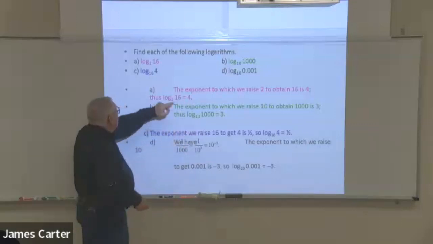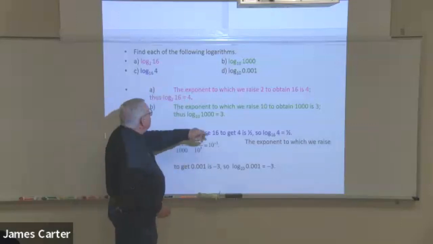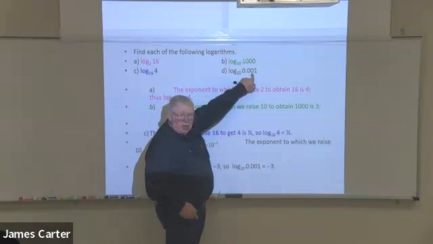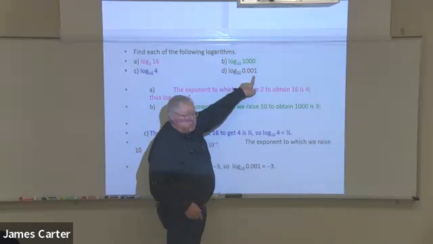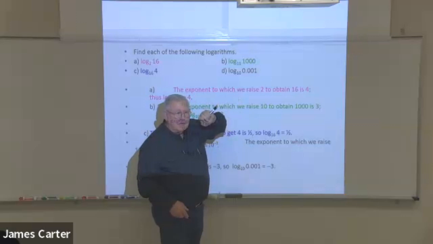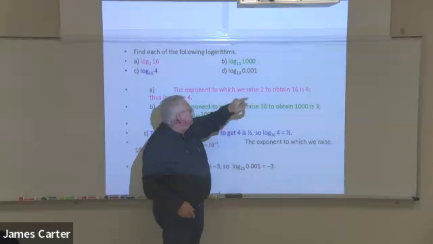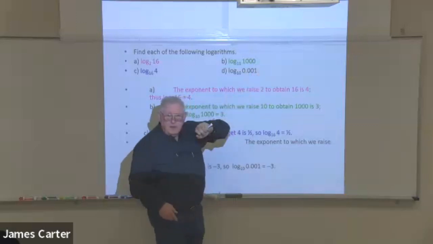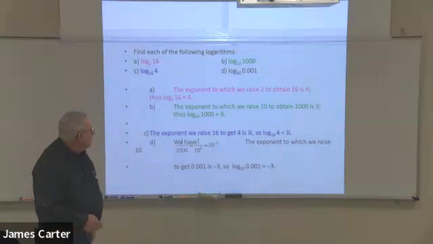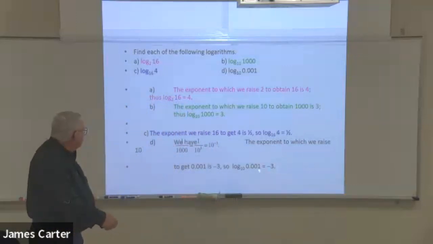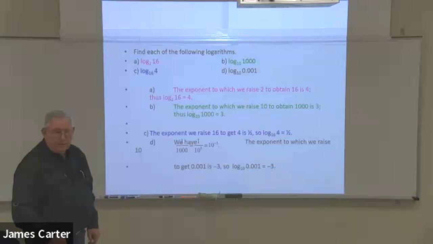Okay. And then finally, the last one. This one's actually like our problem that we had, 1 over 1,000, except this is just in decimal form instead of fractional form. 1, 2, 3 places behind the decimal, thousands. Okay, so again, -3. Any question about this sheet before I continue?